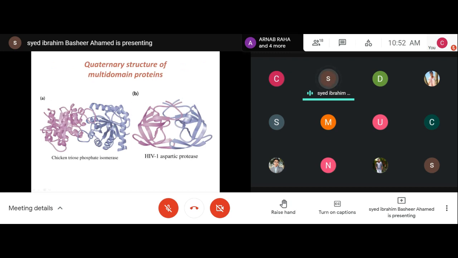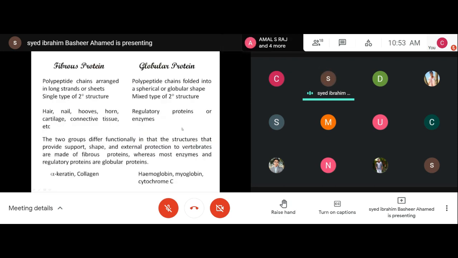So here you can see a chicken triose phosphate isomerase, with two different domains that together make the active site. And this is HIV-1 aspartic protease. They are a homodimer.